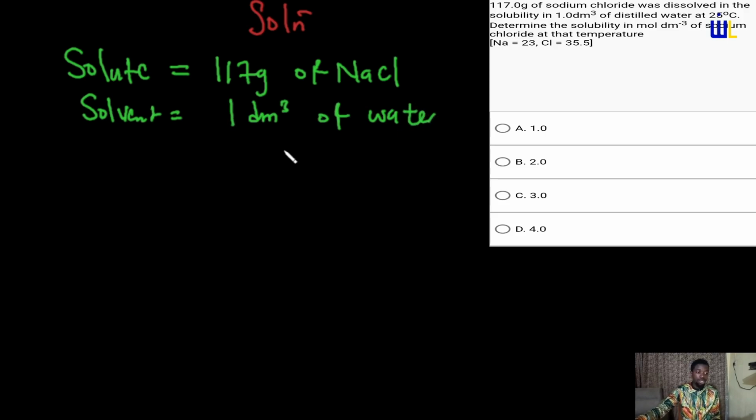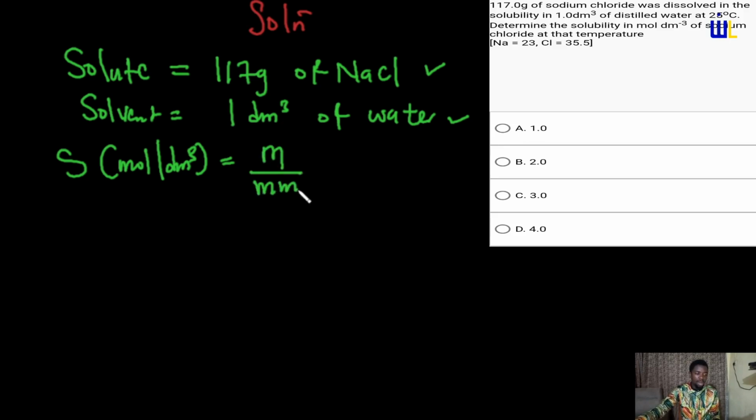So having mentioned that, the implication is that we are given our solute in gram and our solvent in dm³, and we are expected to solve for solubility in mole per dm³. So what do we do about this? Quite simple. I told you that when your solute is in gram and the solvent is in dm³, we simply use the mathematical expression mass over molar mass times 1 over volume in dm³, where m is mass, mm is molar mass, v is dm³. Okay, so let's get to work.